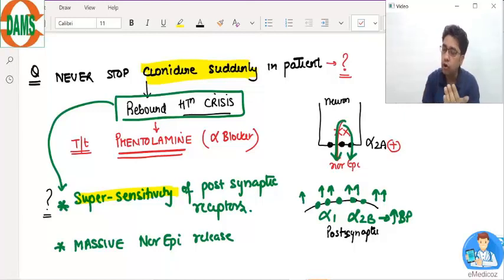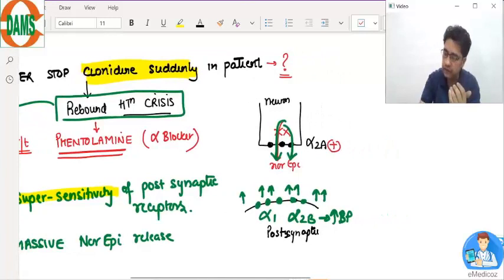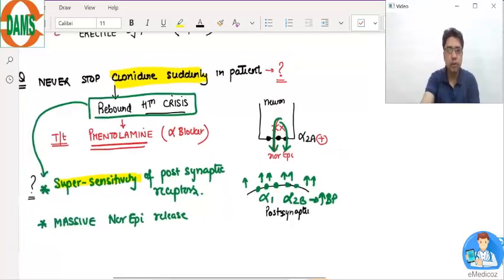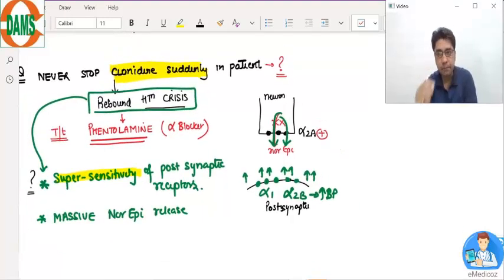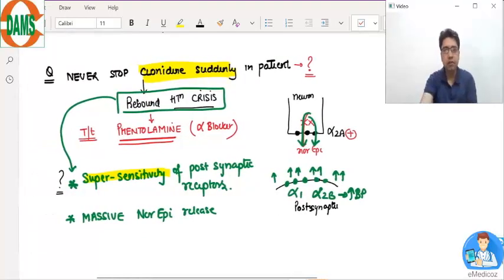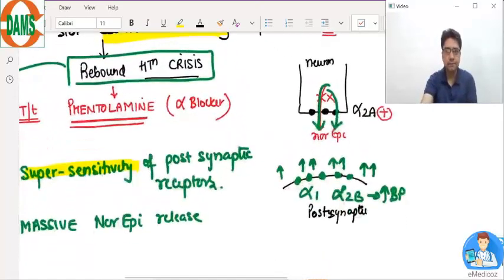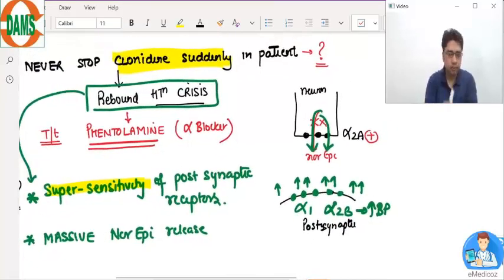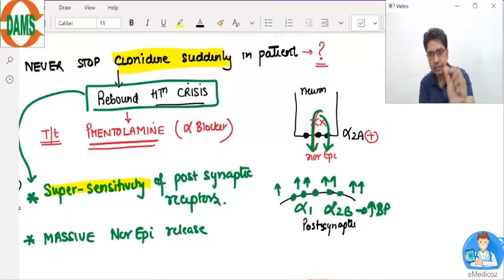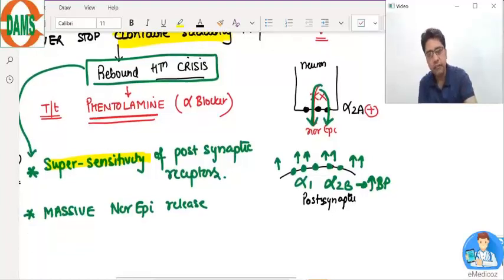So what you will do? Always taper gradually. So always taper off clonidine gradually. So you will write, we never stop clonidine suddenly. We taper off clonidine gradually. So I hope you have understood this part. Now last drug, then I'll give you a break. Alpha-methyl-DOPA.